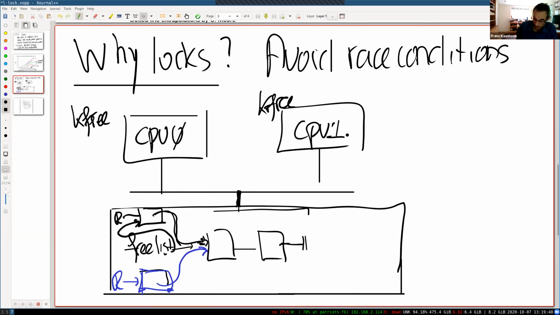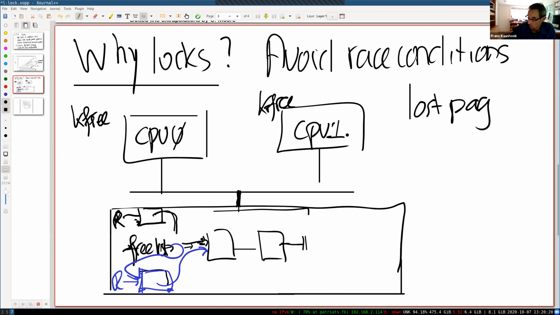And then CPU 0 runs this instruction. What it's going to do is update the free list to point to the R that it passed in. So here's our free list, and it's going to point to CPU 0's R. Now we have a setting where we've lost one page. The R that CPU 1 freed ended up not being on the free list at all. So we lost the page, and that's one bad outcome.